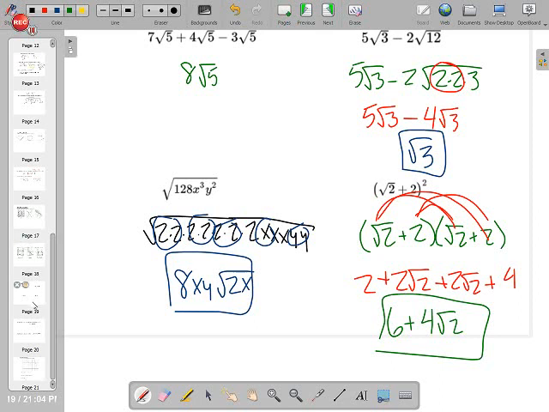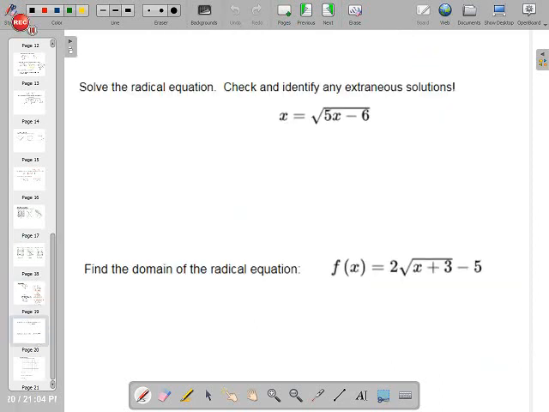What else we got? Solving? Okay, I can solve a radical equation. First thing, isolate the square root. Check. Square both sides. Nice. X squared equals 5x minus 6.